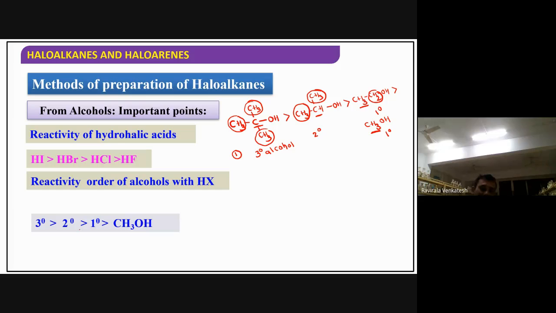So the order of reactivity: always tertiary alcohols are more reactive, isn't it? In this order of reactivity, which is more reactive here? This one is the more reactive. This one is less reactive. The reason behind this is very simple, I will explain here. After removing the OH, what do we get here? CH3, CH3, and here also CH3.